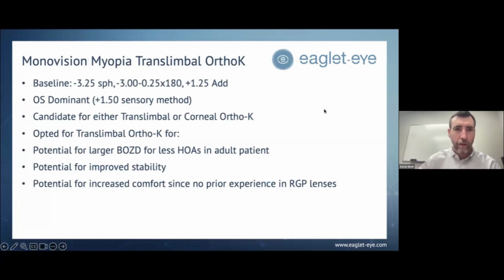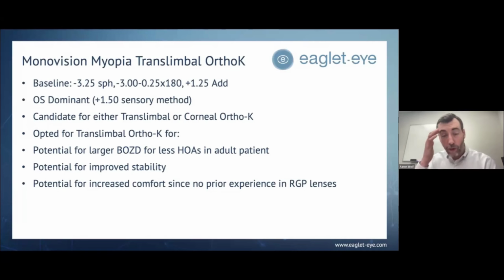This is some background information about this patient's eyes. So they're a moderate myope, very typical myopia, roughly -3, and a very typical presbyopic adult. Left eye was dominant. I do recommend a sensory method approach there. That's basically taking a plus powered lens to blur each eye and determine which eye is dominant from that method.